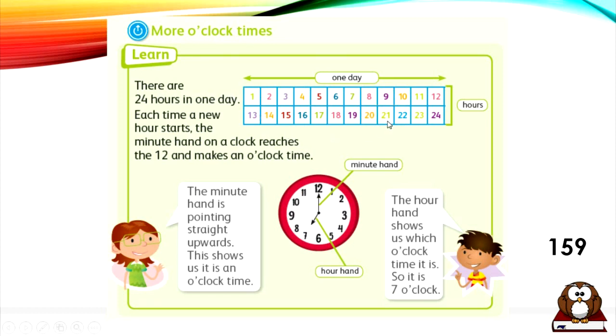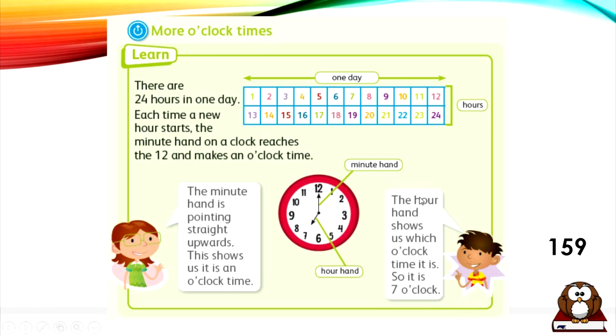And here in one day we have 24 hours. Okay, this is a chart. Great. The minute hand, it means the big one, is pointing straight upwards. This shows us it is an o'clock time. Okay, the minute hand or the big hand shows us it is an o'clock time.